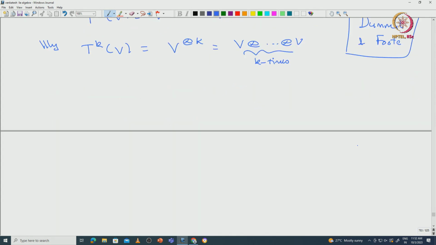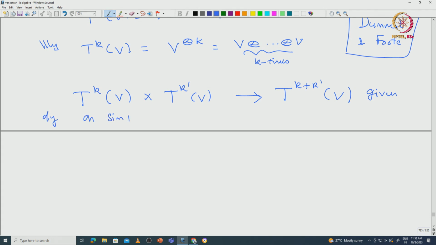Once we have this k tensor, there is a natural map from T^k V and T^k' V, from the product of these two, to T^(k+k') V. Note that this is given on simple tensors.